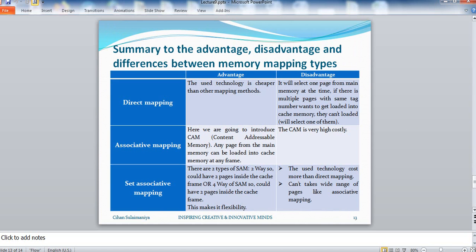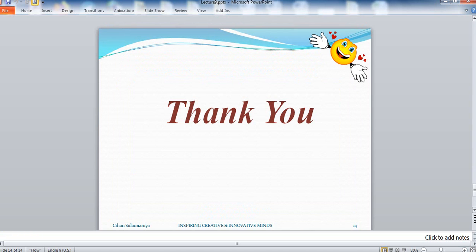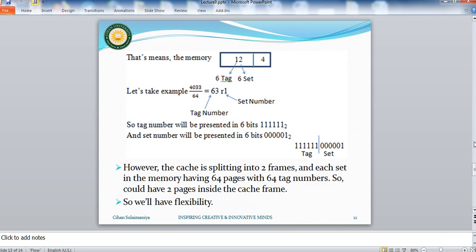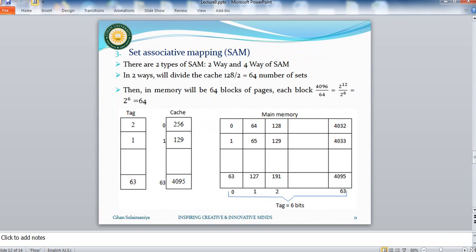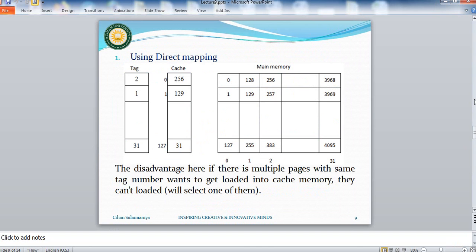Now finally, here there are advantages and disadvantages of the three types. That's it for today's video. Please look at the video explained by the Indian professor for the three types of mapping.